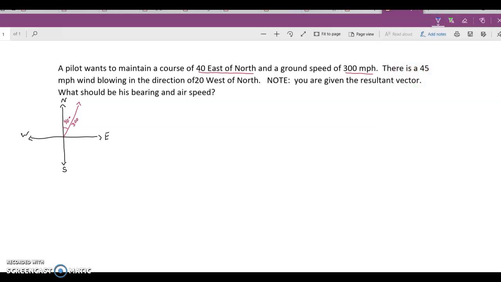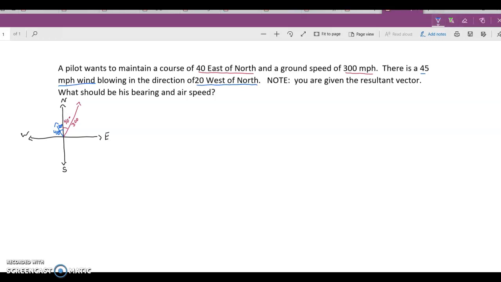But also, there is a 45 mile per hour wind blowing in the direction of 20 degrees west of north. So starting at our north, we're going west 20 degrees, just a short little vector right here. This angle right here is 20 degrees, and then the magnitude is 45.